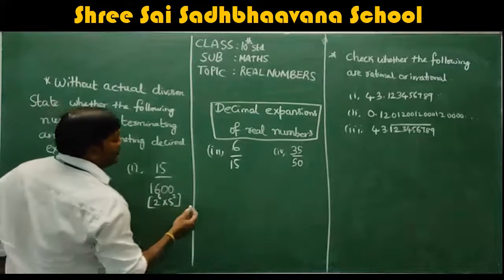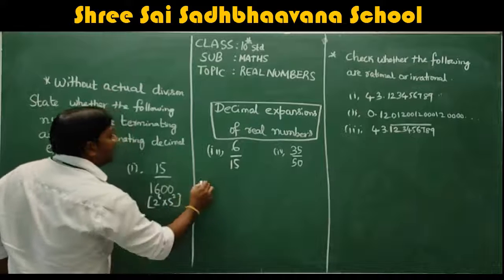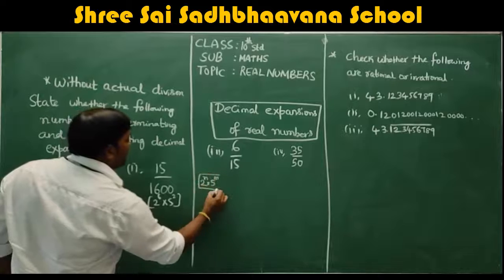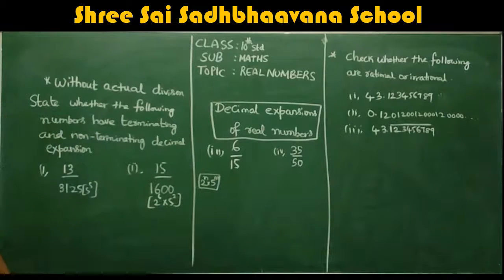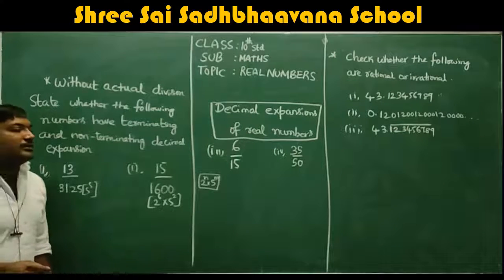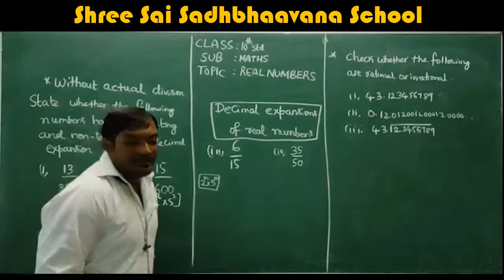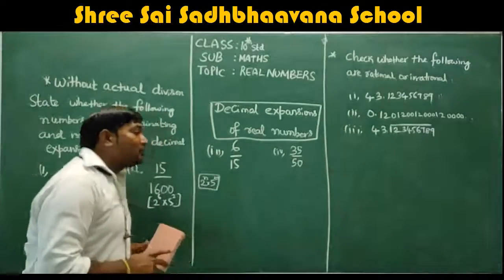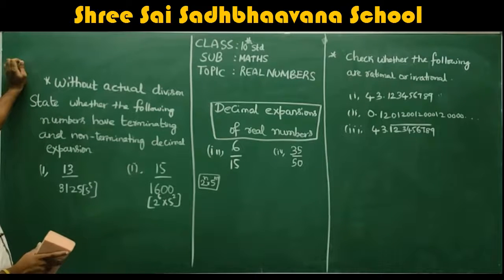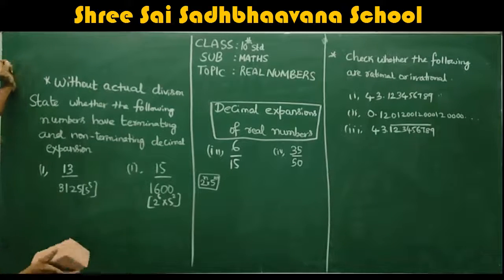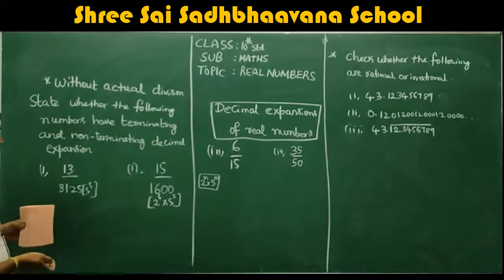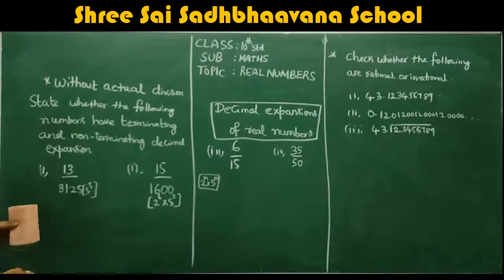If you are able to write the denominator in the form of 2 power n into 5 power m, then you can easily say that the given decimal is a terminating decimal. And if you are not able to write that in the form of 2 power n into 5 power m, then we concluded that it is a non-terminating decimal. Okay, fine. Now let me discuss some more sums related to that.